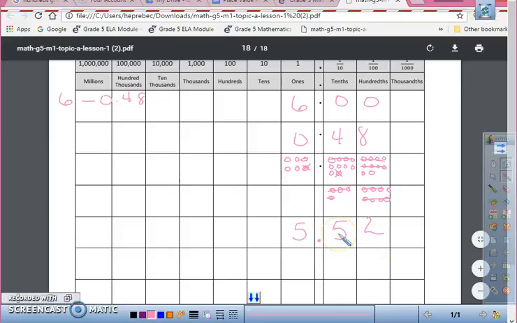Now, I know that, like I said, most of you know how to do this with the standard algorithm, and that's fine, but it is important to understand we are borrowing tenths, we're borrowing hundredths, we're borrowing thousandths, so make sure that you know what you're talking about with that.